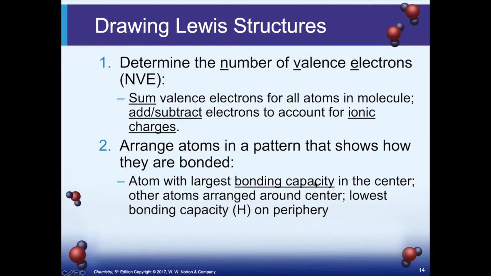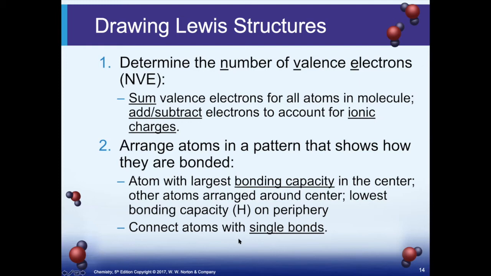Then you're going to arrange the other atoms around the center. And you're always going to put hydrogen on the periphery, because remember, hydrogen has a bonding capacity of only one. So you never have hydrogen in the middle unless it's just a weird kind of molecule. Okay, so you put the atom with the largest bonding capacity in the middle, and then you put the other atoms around it because they have a lower bonding capacity.